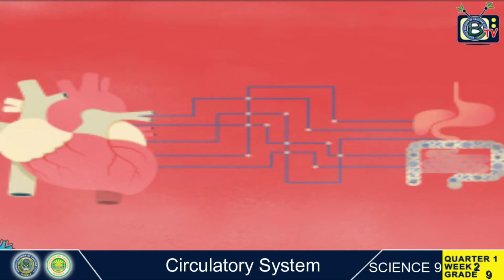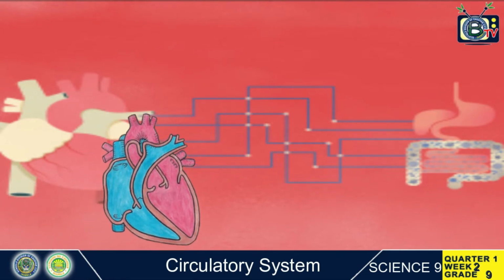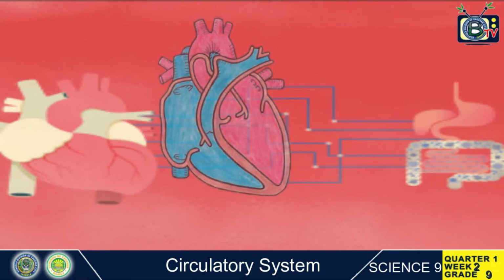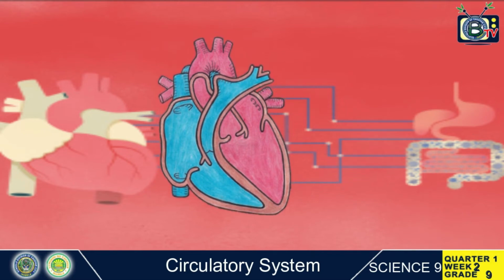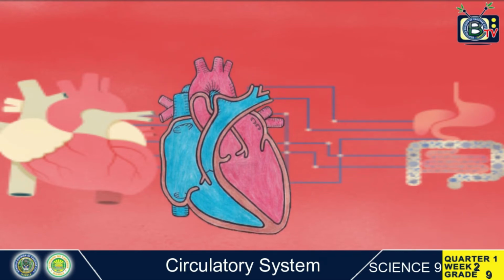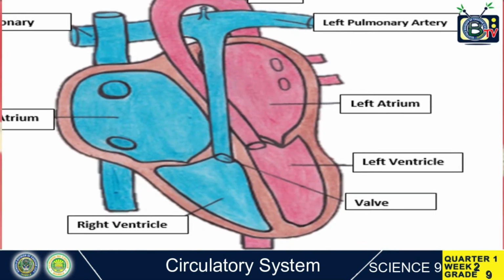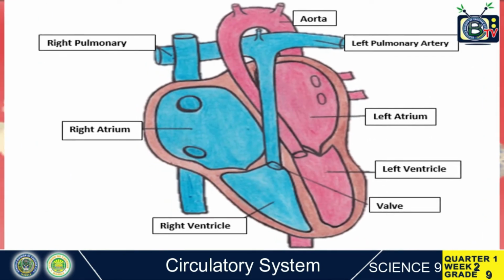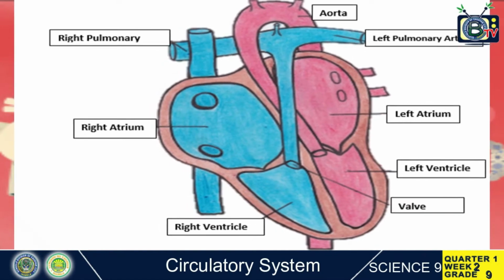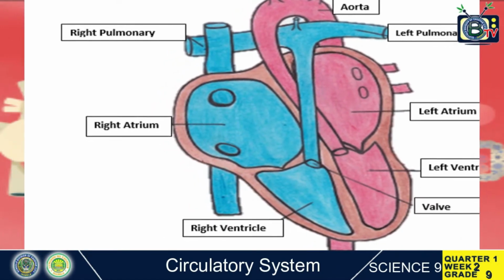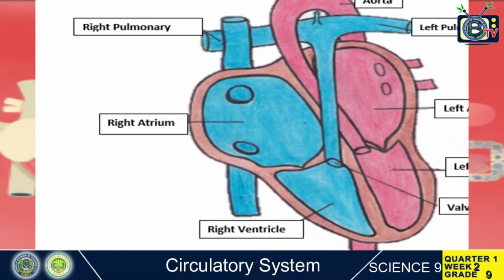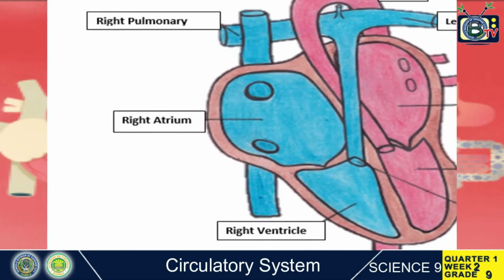Can you describe the human heart? The human heart is a hollow muscle which is just as big as your fist. It has four separate chambers, the two ventricles and the two atria. The heart has two pumps, the upper and the lower chambers.